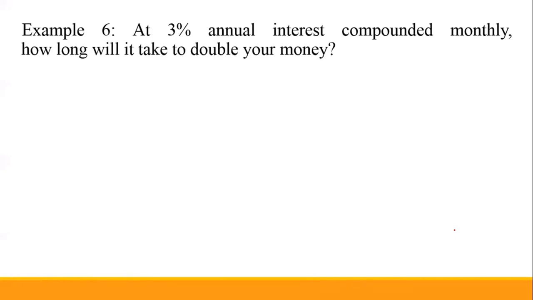So if we start with $100, then P is $100. Halimbawa, we start with $100.